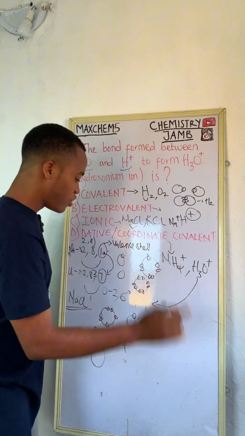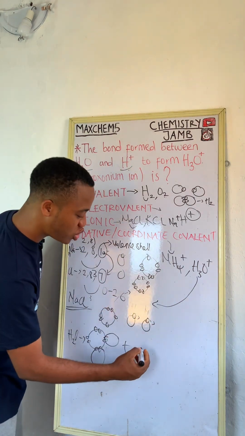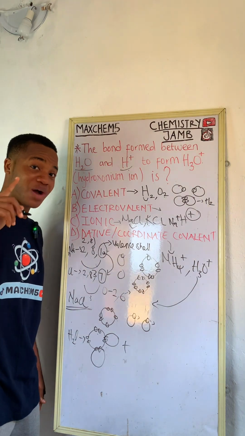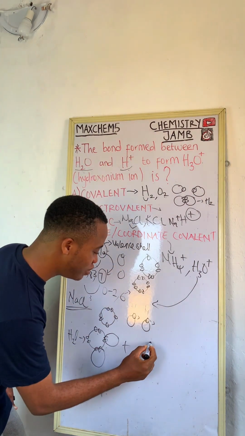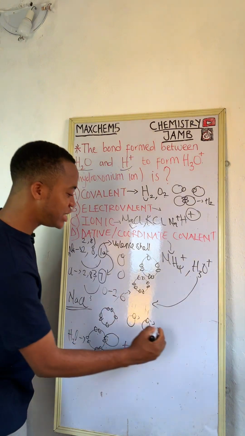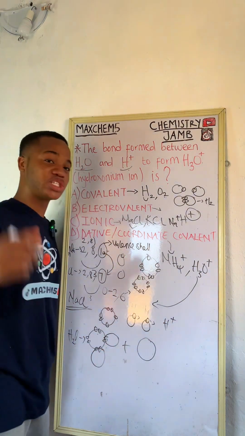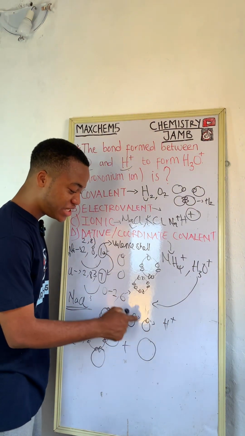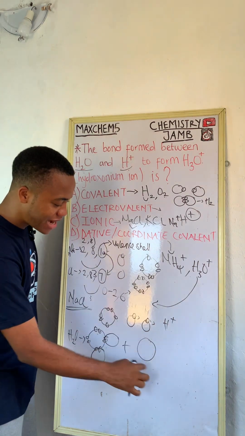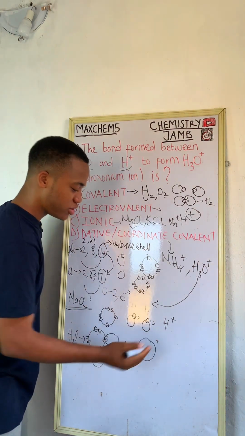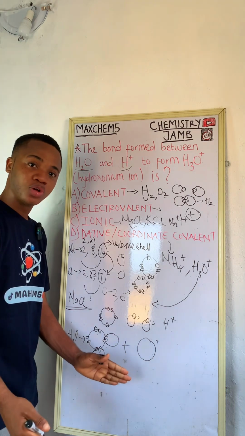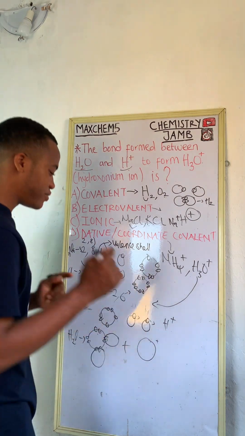So don't forget that our normal hydrogen is supposed to have one electron, right? But it's going to be like this. Since it is now H plus, it has lost the only electron it has in its valence shell. So it's going to be like an empty shell, like this, something plus. It's going to be an empty shell. So now, how will these two combine?